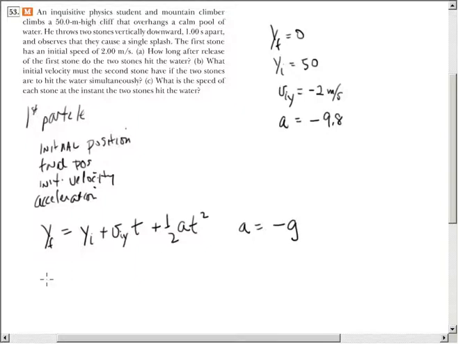Plugging in those numbers, I obtained the quadratic equation 4.9 t squared plus 2.0 t minus 50 equals 0. Go ahead and solve the quadratic equation. You should obtain 2 times. Go ahead and pause the video, get your solution, and then I'll write down my solution.